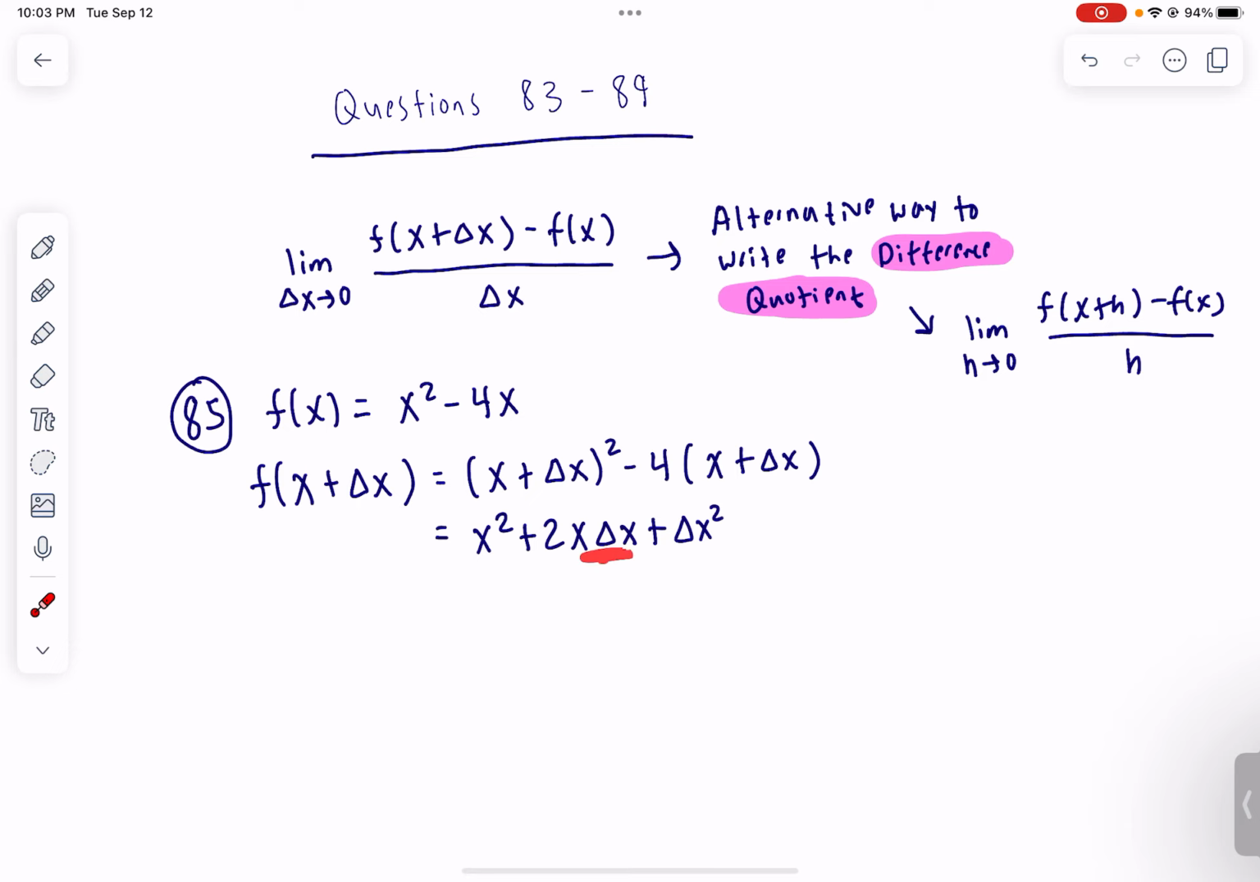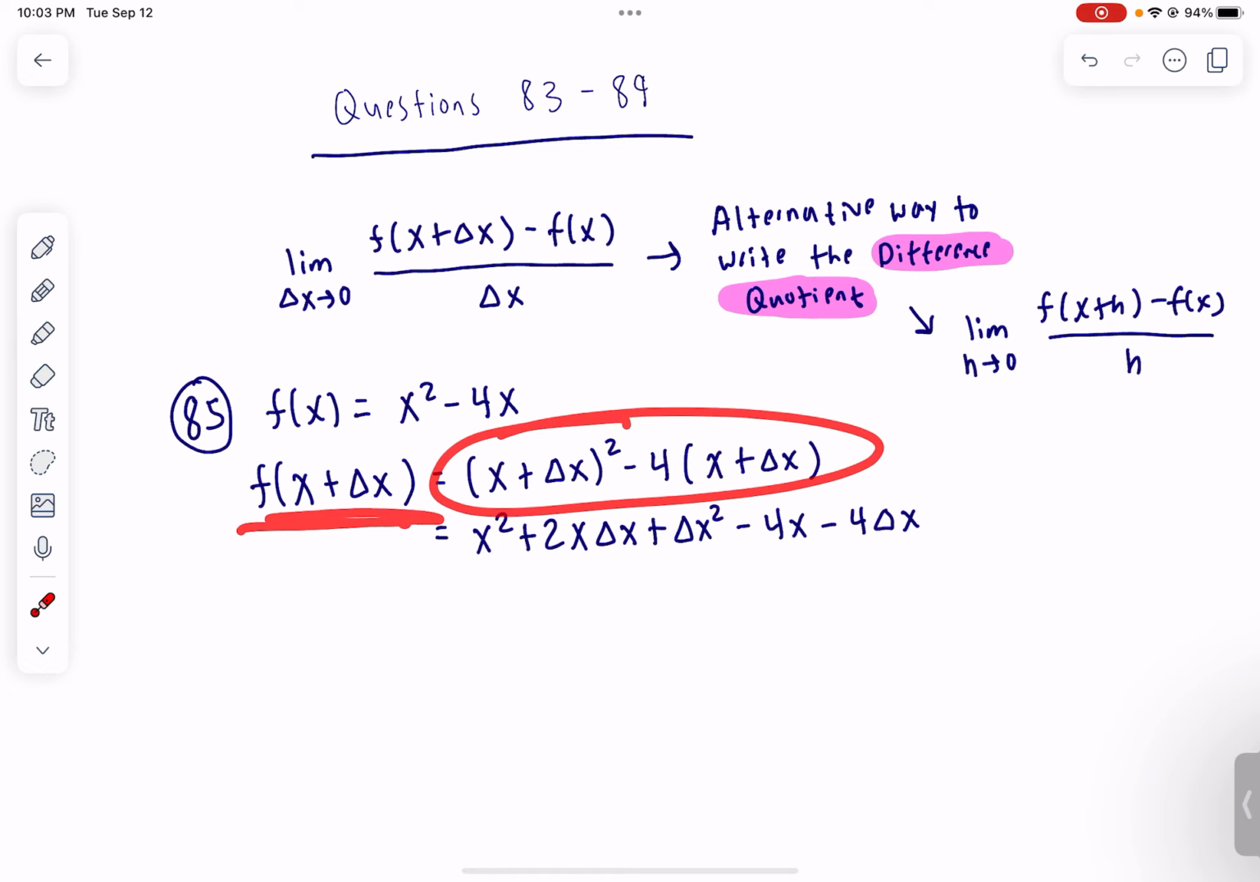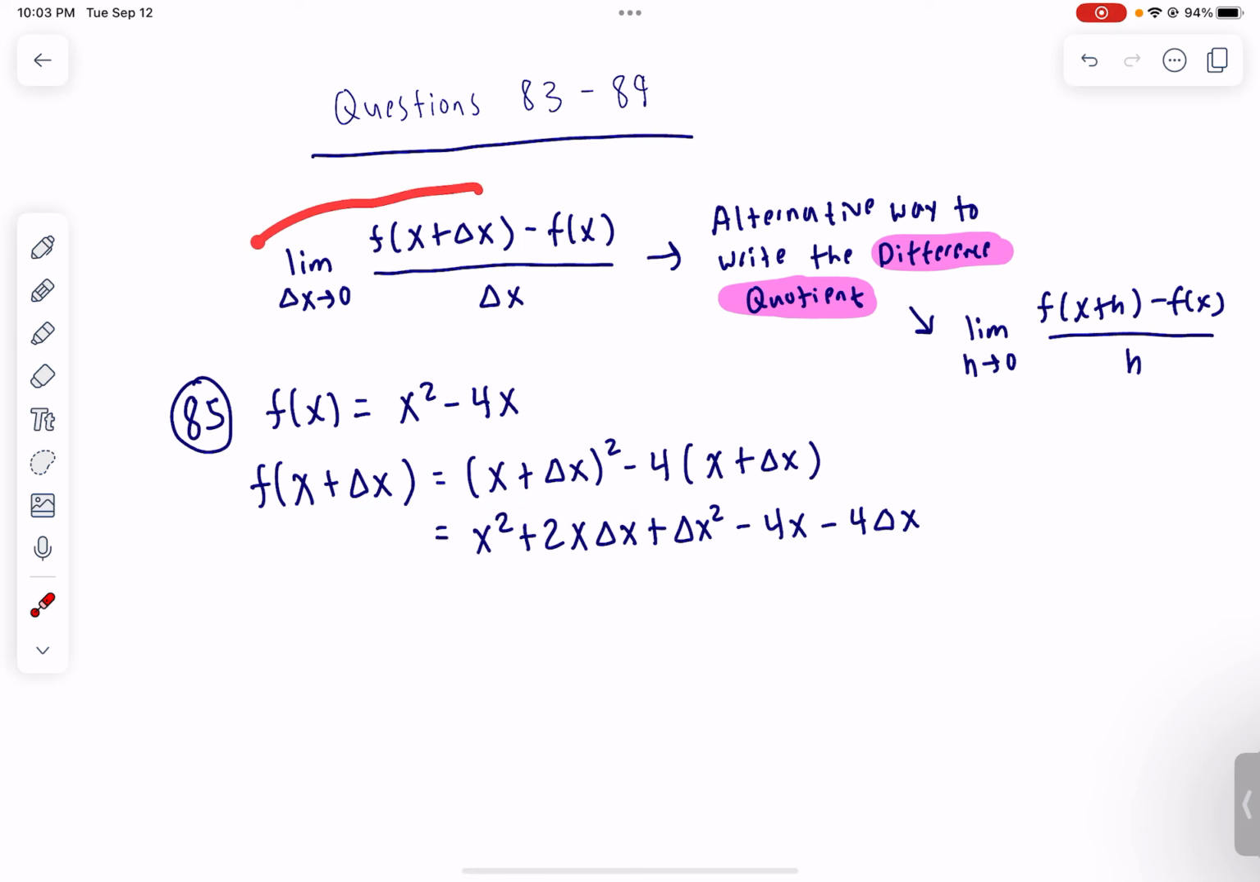So that's why we put it like that. And then distribute the negative 4, so minus 4x minus 4 delta x. Okay, so now that we simplified f of x plus delta x, let's go ahead and evaluate this right here.